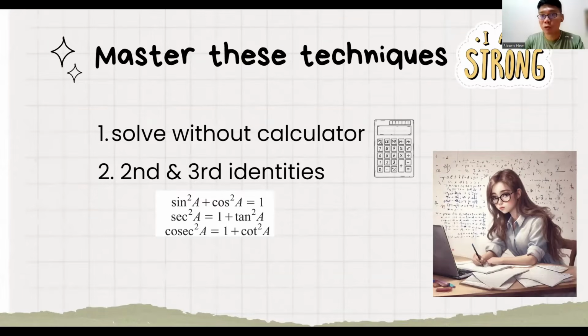Today we will do two last parts of trigonometry. First is how to do the question if we are not allowed to use a calculator. There are a few angles that you need to know without a calculator, what is the figure. Second part, we will see how to use the second and third identity situation.